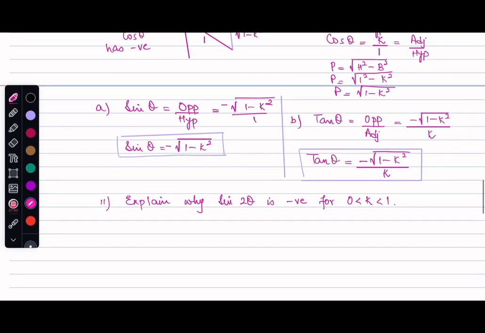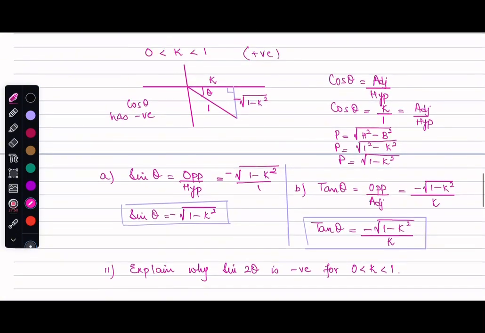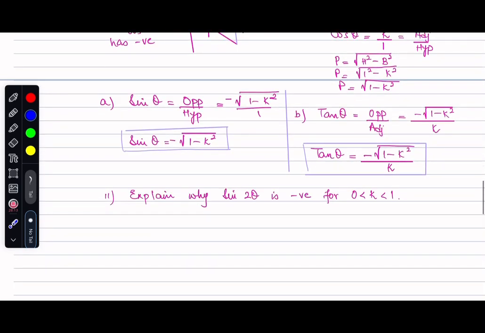Now we have to explain why sine 2 theta is negative for 0 less than k less than 1. We already have the sine theta value, which is negative square root of 1 minus k square, a negative value here. So if they are saying find sine of 2 theta, then with sine of theta that we have found, we were basically discussing the theta values which are between 0 and 360 degrees.